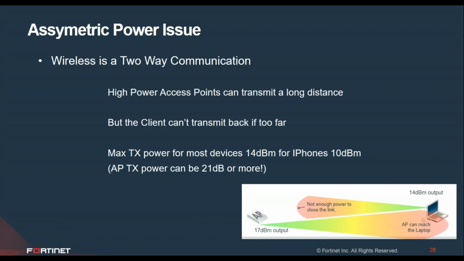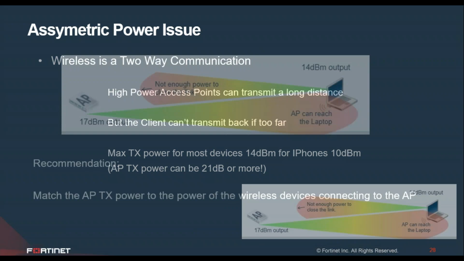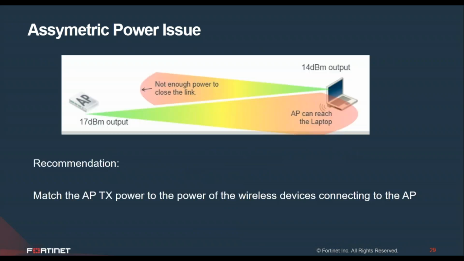So the wireless device might have signal and see the access point with a reasonable signal strength, but that device doesn't have the power to effectively send traffic back and reach the access point at a good signal strength. So what I recommend when tuning the radios in the access points is that we decrease the transmit power on the access points to more evenly match the transmit power on the devices that we're going to associate to the network.